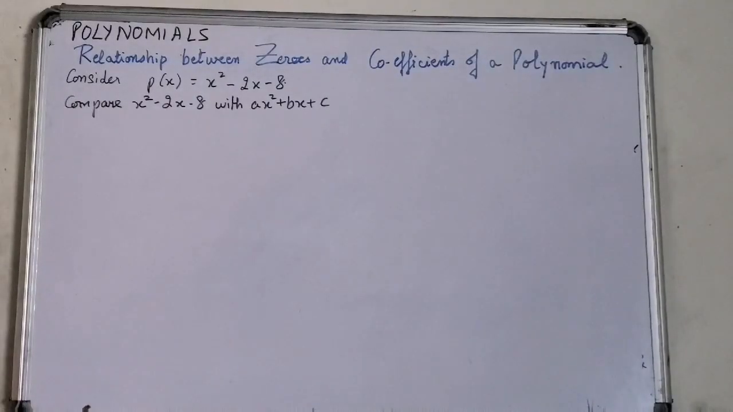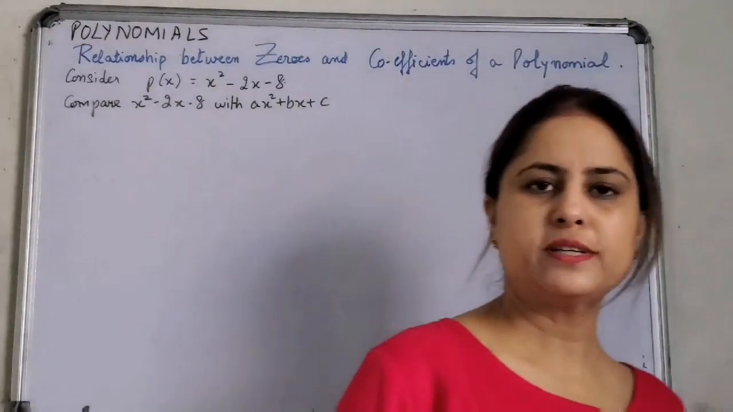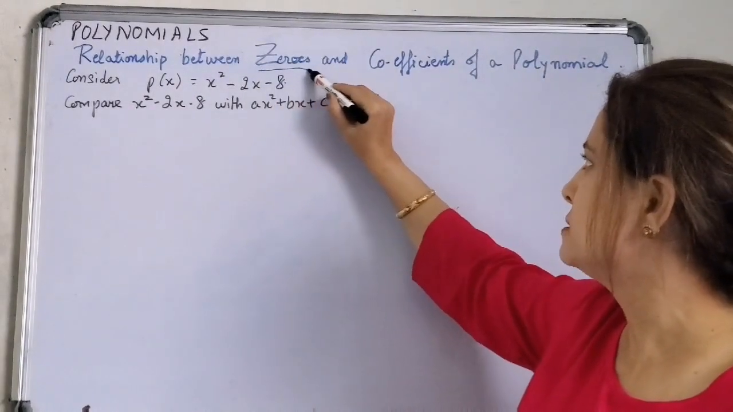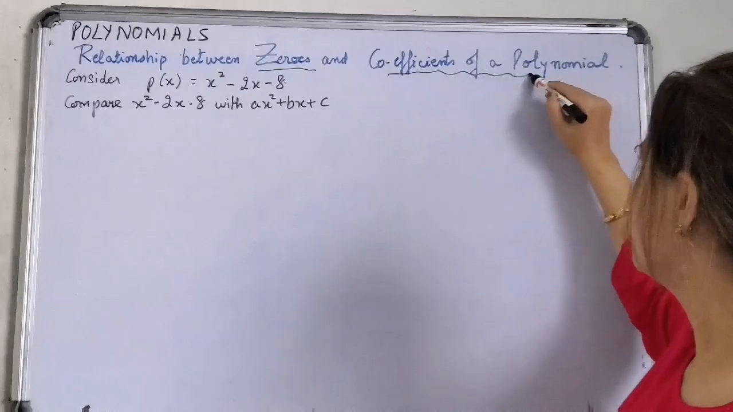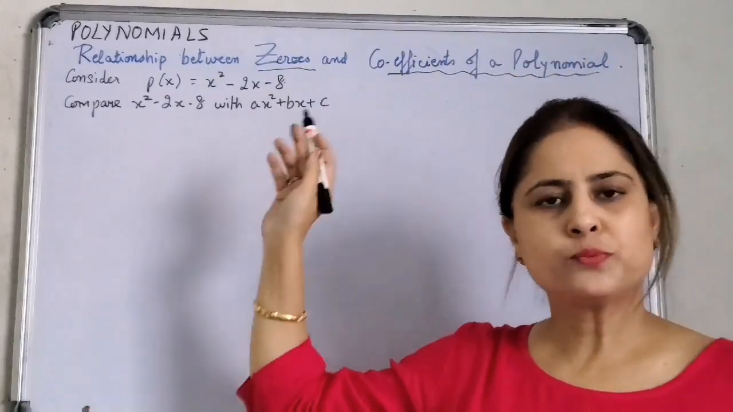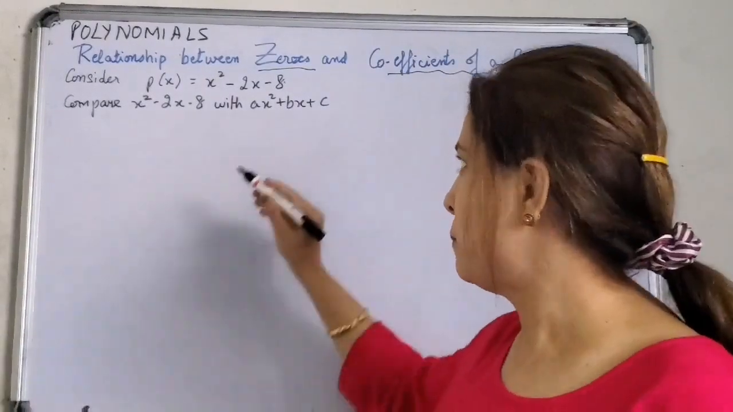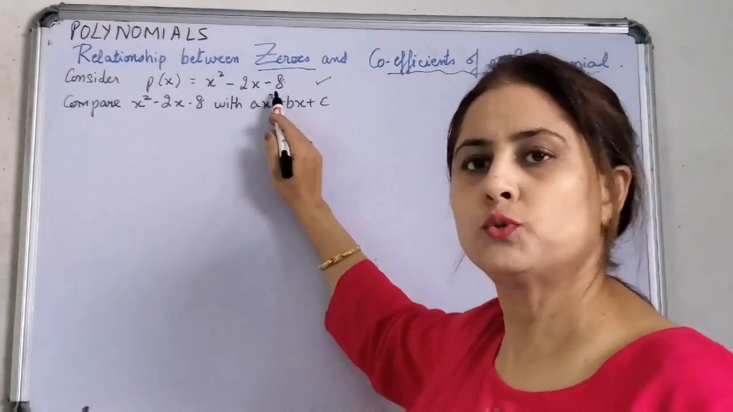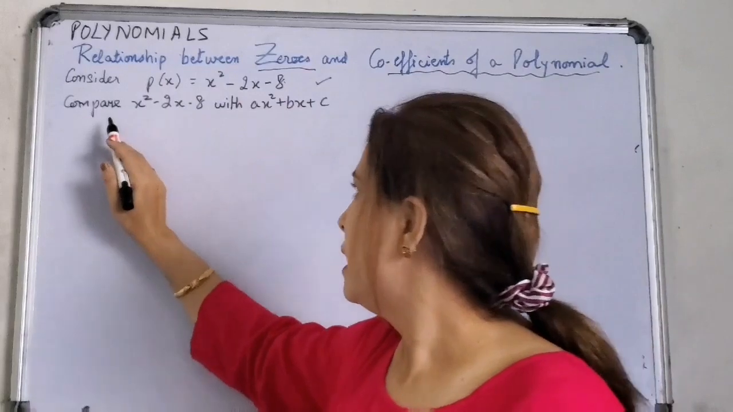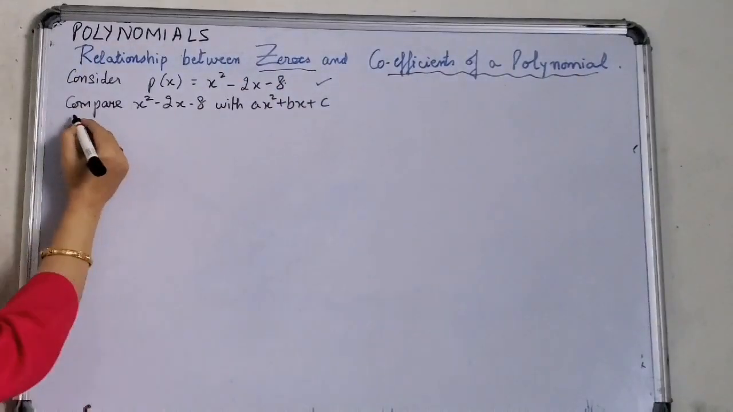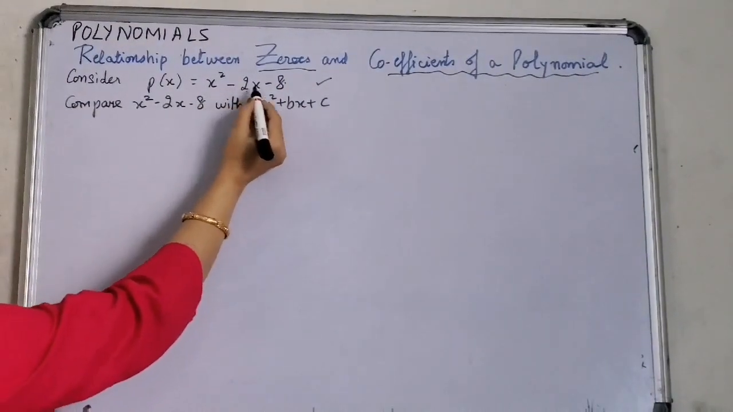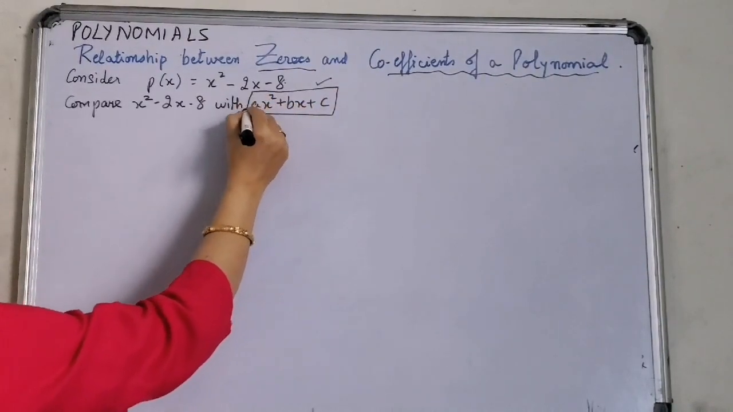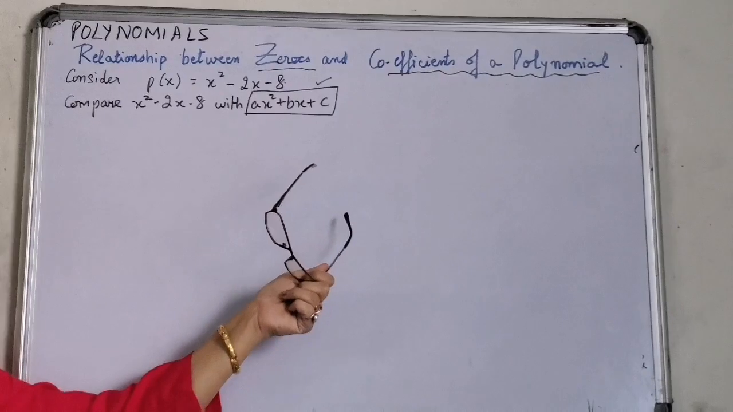Now let us deal with the second topic of this chapter, that is the relationship between the zeros and the coefficients of a polynomial. To explain this concept, I am picking up one polynomial p(x) which is equal to x squared minus 2x minus 8. First of all, let us compare x squared minus 2x minus 8 with ax squared plus bx plus c. If you remember, this is the standard form of a quadratic polynomial.